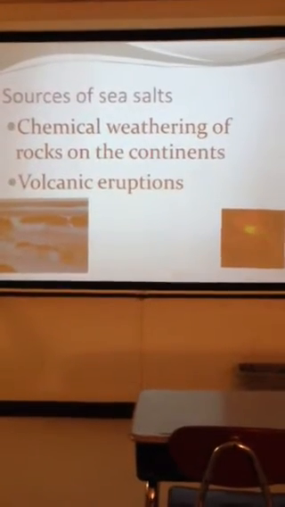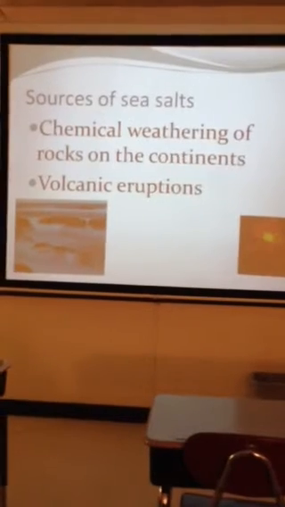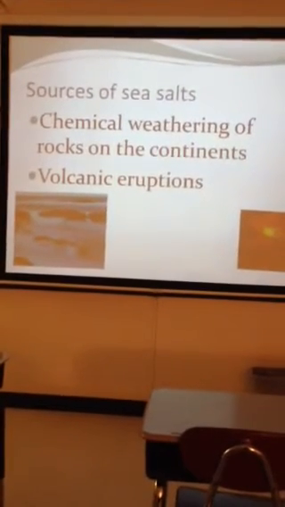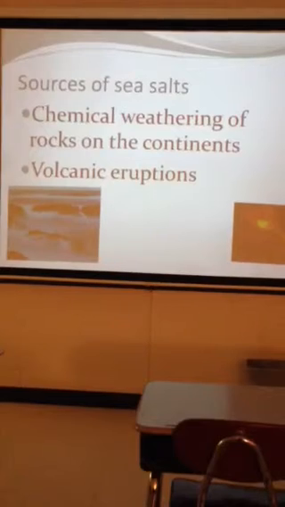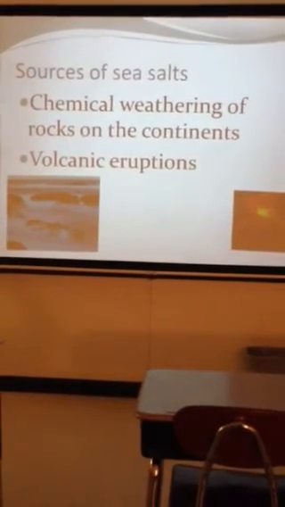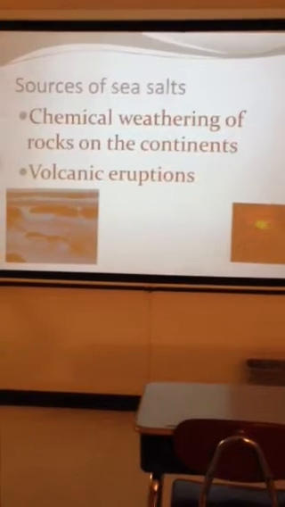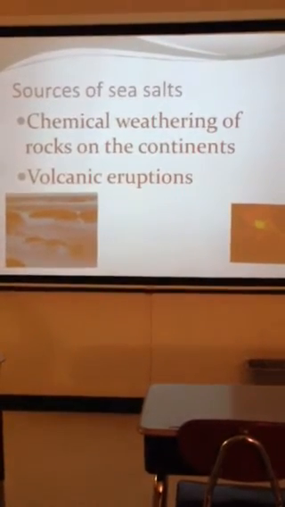Sources of sea salts. So this is where the salt comes from as it enters the ocean. It comes from two different areas. Chemical weathering of the rocks on the continents when the wind and the water transport the salt into the ocean, as well as volcanic eruptions that release salt into the air as well as within the lava that eventually ends up in the oceans.